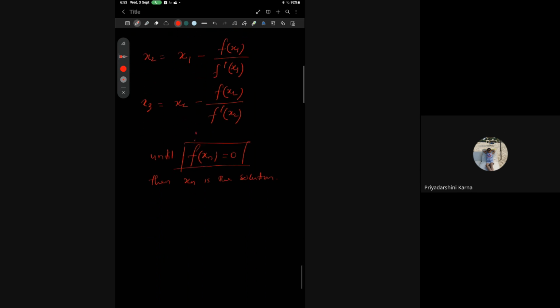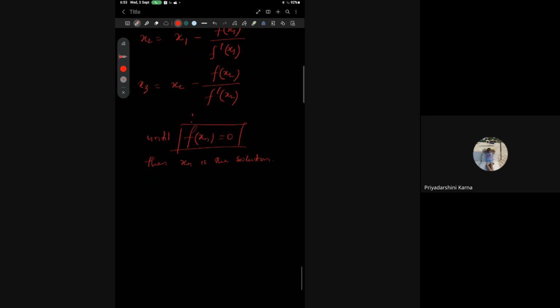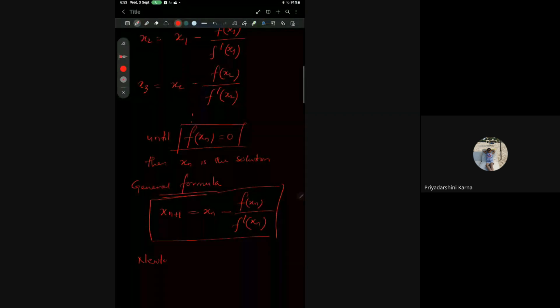So the general formula: x n plus 1 is equal to xn minus f of xn by f prime xn. This formula is basically called the Newton-Raphson formula.